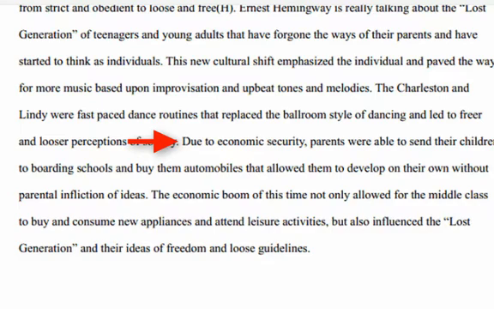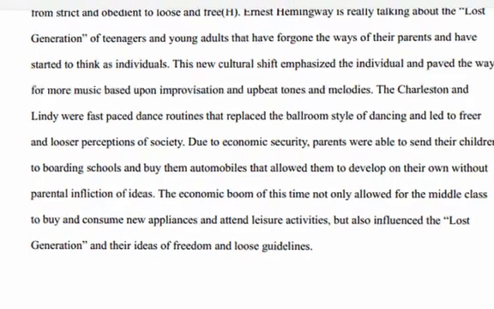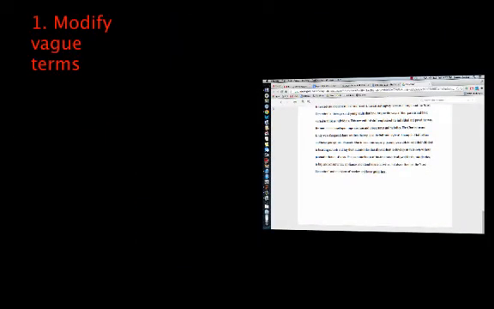Again though, take a look at the end here. The economic boom of this time period not only allowed for the middle class to buy and consume new appliances and attend leisure activities, but also influenced the lost generation, their idea of freedom and loose guidelines. So notice again, we don't end on a fact, we end on some analysis here. This is what I'm looking for in your essays. So what I would suggest, and hopefully this helped you out a little bit in understanding what I'm looking for in the essays, is this.